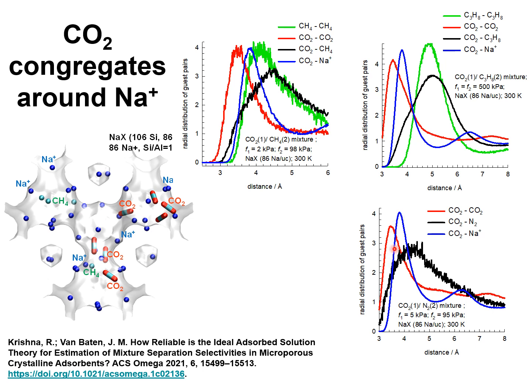So CO2 congregates around the extra framework cations, and the partner molecules, be it methane, be it propane, be it nitrogen, are further away from CO2, and therefore the competition between CO2 and the partner molecules is significantly lower than that anticipated by the ideal adsorbed solution theory that mandates a homogeneous distribution of guest adsorbates.